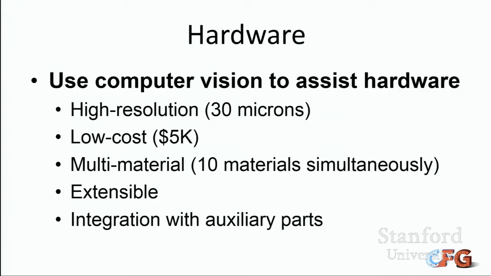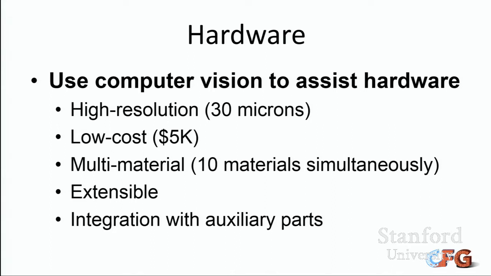So I would like to tell you about our approach to solving some of these problems. Let me first talk about the hardware. Our insight is that we do build 3D printers, but we use computer vision to assist in building the hardware. Using this, we can build hardware that's very high resolution, 30 microns or better, and relatively low cost because we can use relatively simple, off-the-shelf components, and use computation to fix some of the problems.